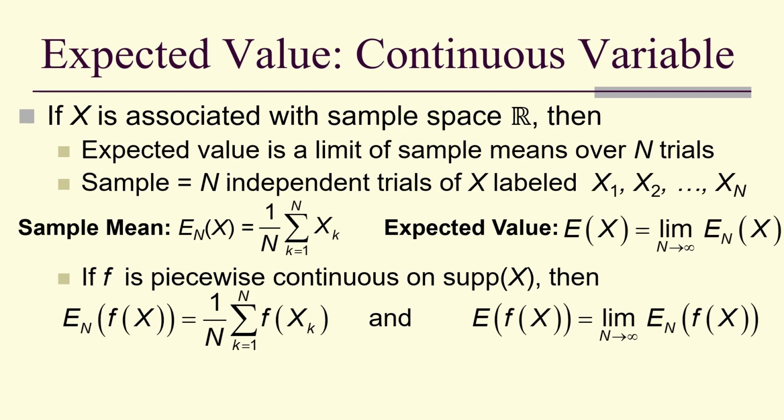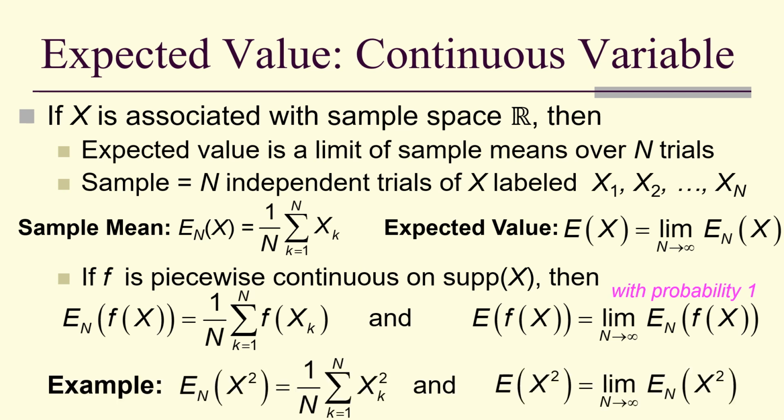And if f is piecewise continuous on the support of x, then we get the same thing with probability 1. So for example, the sample mean of x squared is a sum over the trials divided by n, and then the expected value of x squared is a limit as n goes to infinity of the sample means of x squared, with probability 1.